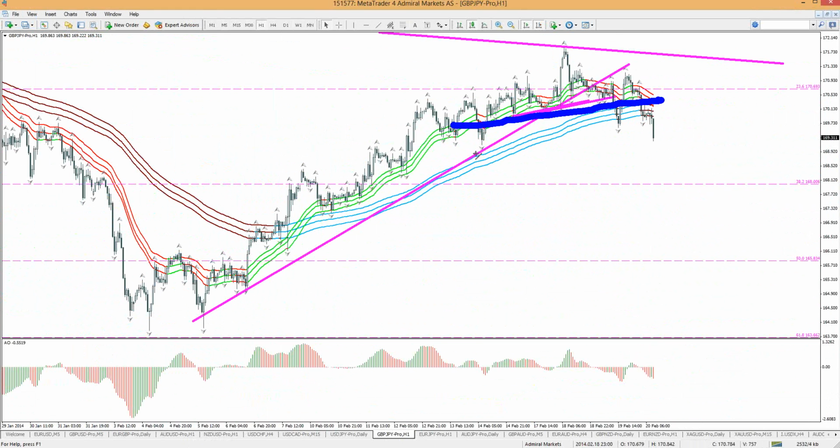So the pound yen short makes a lot more sense than the pound dollar short, in my opinion, because the structure is different. The market structure is definitely different. The pound dollar had a tremendous upside with a big impulse. Now this was an upside, but it wasn't an impulse. It was just a move up.